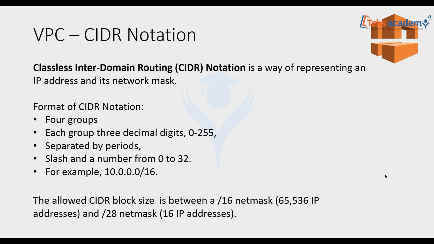Now, CIDR notation. CIDR is nothing but classless inter-domain routing notation. It is the way of representing an IP address and its network mask. It specifies the network mask and the host IPs. So this way it will indirectly represent how many IP addresses or how many nodes can be connected within this VPC or network. A CIDR notation has the format. It has four groups.